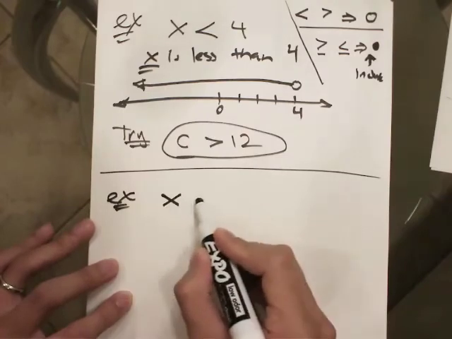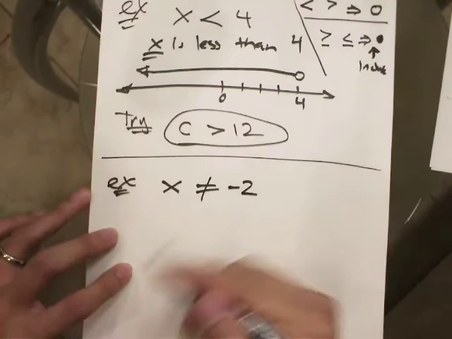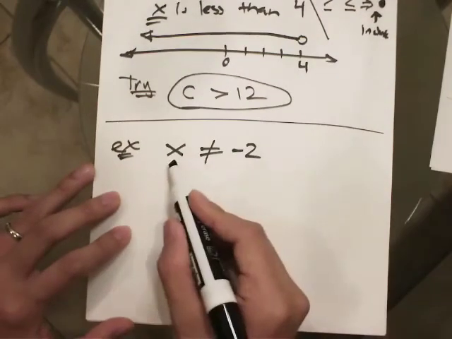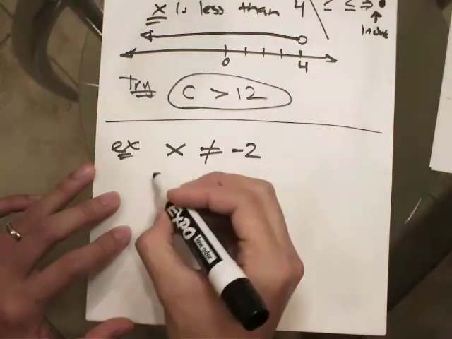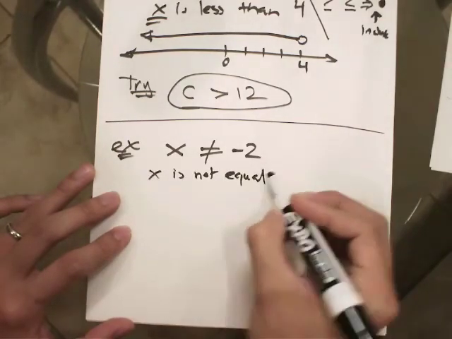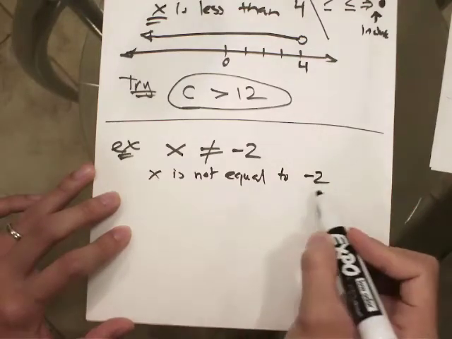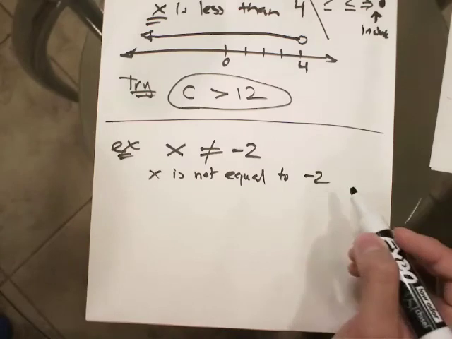Remember, I always ask you to go ahead and try to say it out loud in words. For example, what is this? This is x not equal to -2. So let's go ahead and write that. X is not equal to -2. Well, we know that anything that's not equal to -2 is basically any number except -2, right?